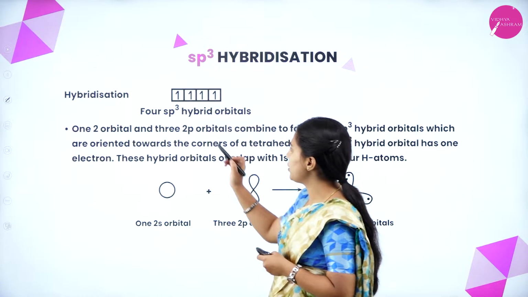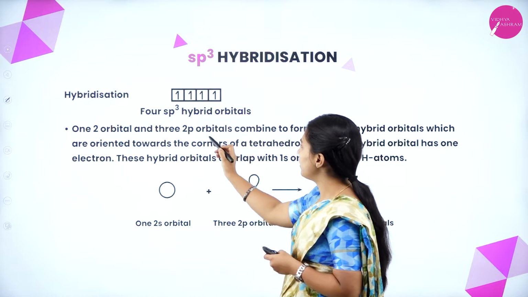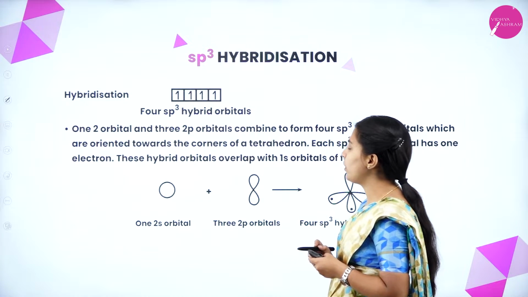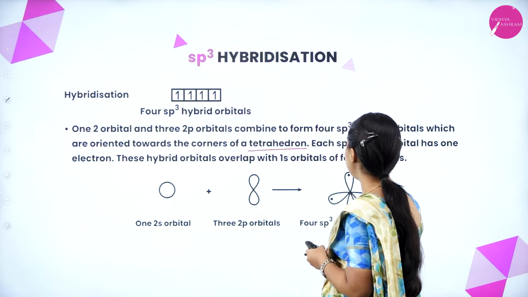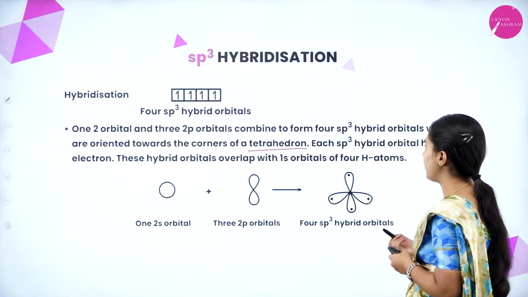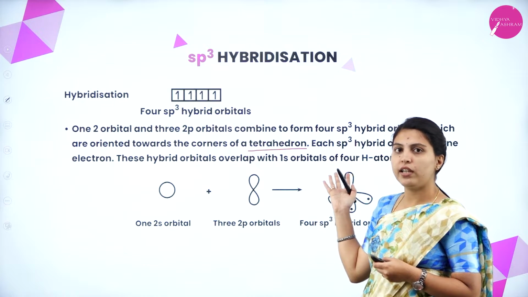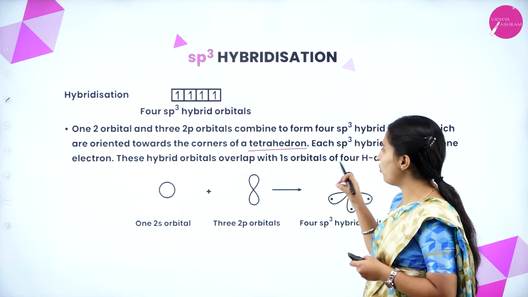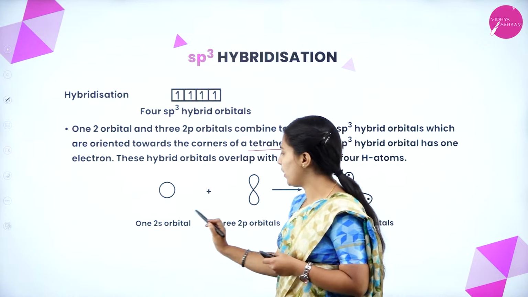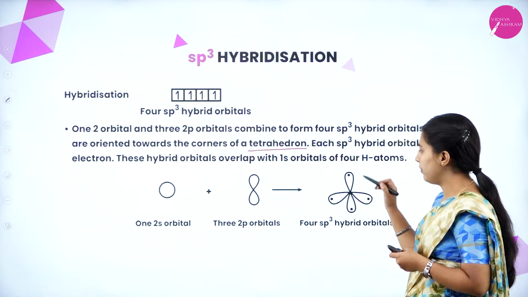See here, in hybridization, 4 sp3 hybrid orbitals are present. One 2s orbital and three 2p orbitals combine to form four sp3 hybrid orbitals which are oriented towards the corners of a tetrahedron. Each sp3 hybrid orbital has one electron. These hybrid orbitals overlap with the 1s orbitals of four hydrogen atoms, correct. The four single electrons overlap with the 1s orbitals of the four hydrogen atoms. Okay, here one 2s orbital and three 2p orbitals form a tetrahedron. See here.